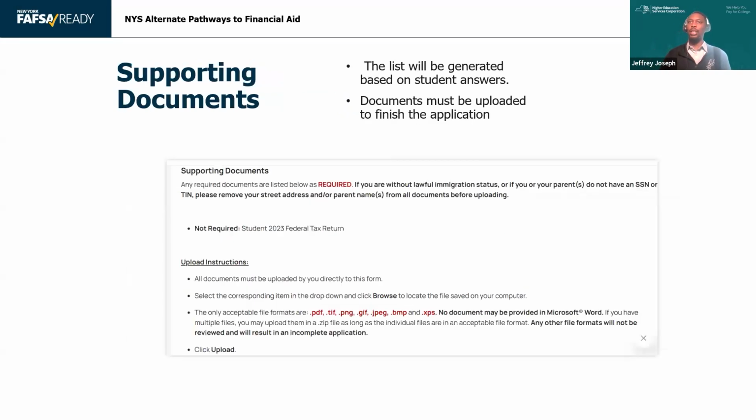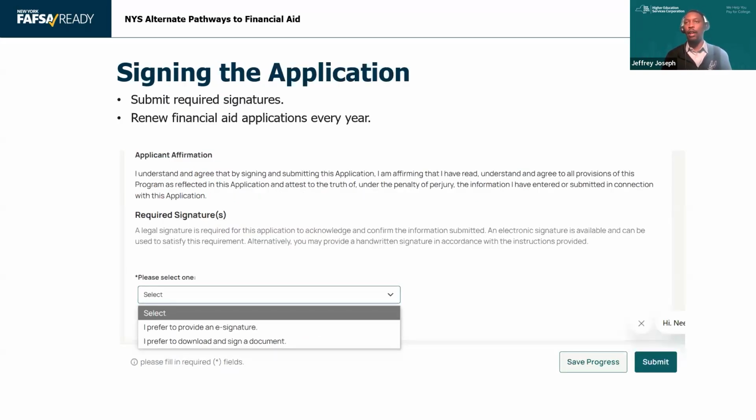And then supporting documents, like everything else, anything that's required will be in red. Everything that's not required, like you see right there, the federal tax return is not required. But if it is required, it will say so, and it needs to be uploaded before the application processes. Much like our traditional TAP application, our FAFSA TAP, they can provide an e-signature or download and sign the document. So with the eligibility applications, the student signed. With these applications, I believe the student and parent must sign, right, for those things. So be aware of that as well.